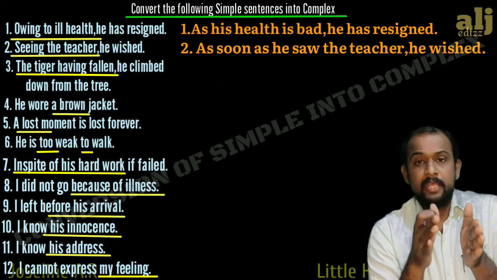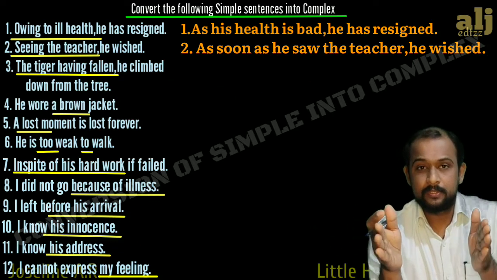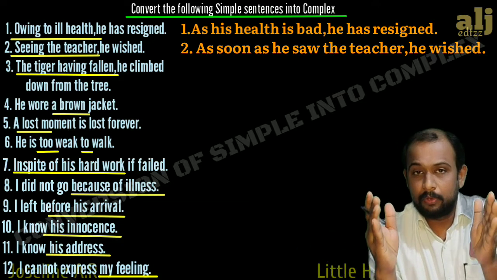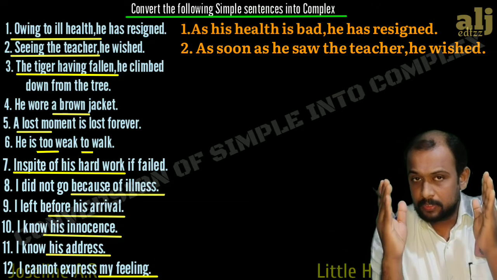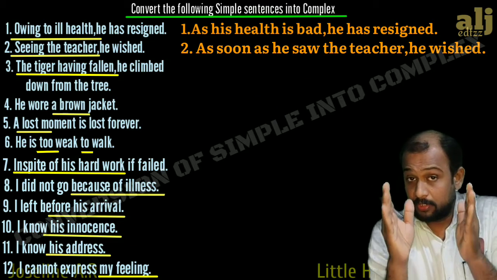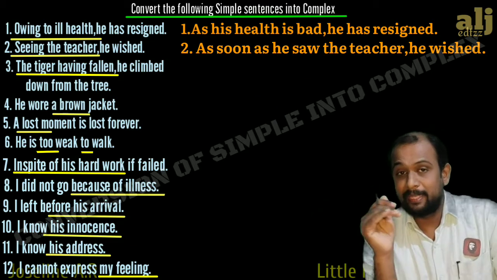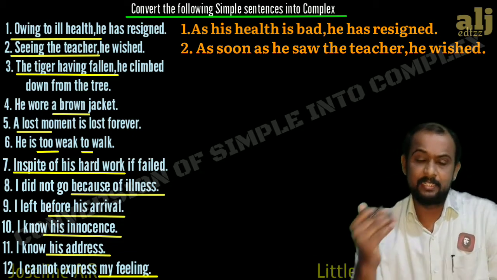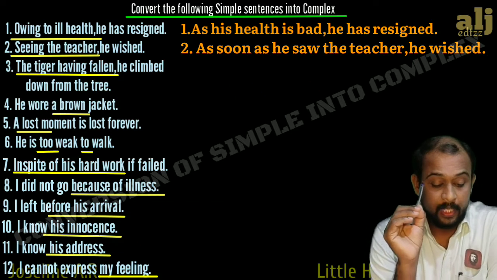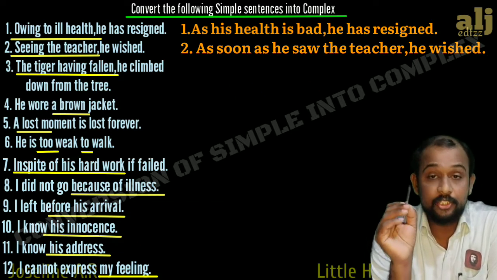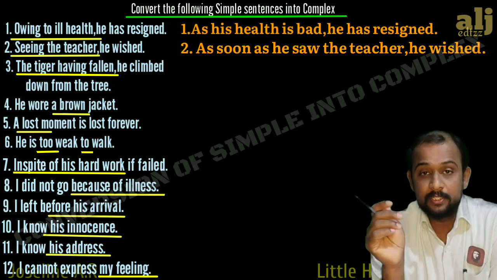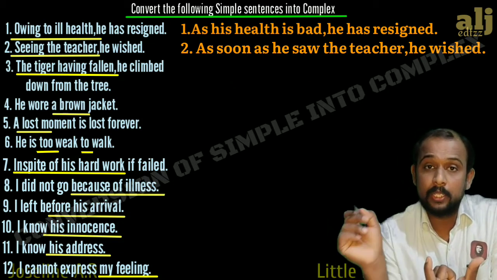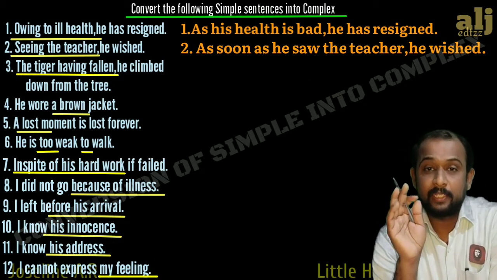Look here. As soon as he saw the teacher. This is a clause, but it is incomplete. I told you in one of my previous classes that a subclause cannot stand by itself. It doesn't give complete meaning like the main clause. See the main clause here. He wished is the main clause. It gives complete meaning. It can stand by itself. As soon as is the subordinator which introduces the clause he saw the teacher. So this is in fact a complex sentence.